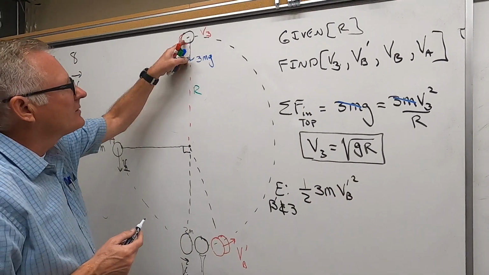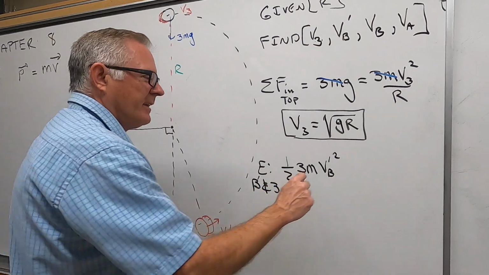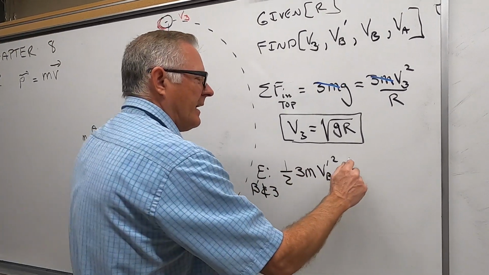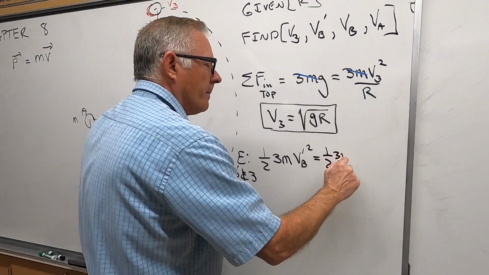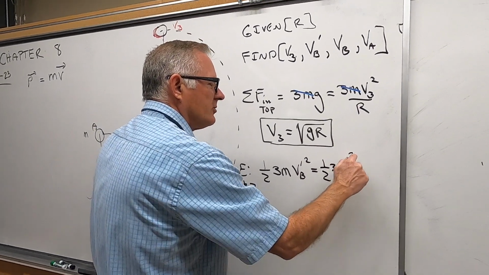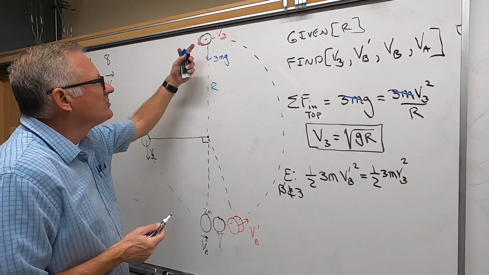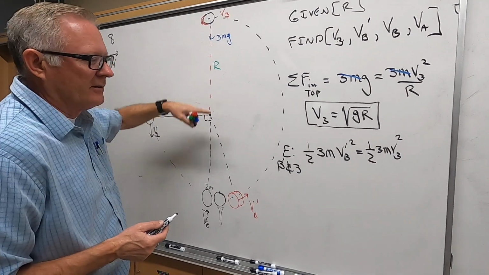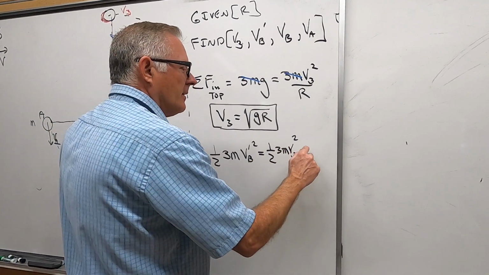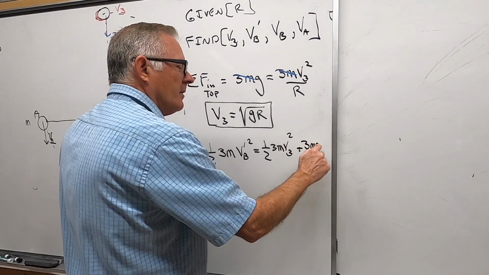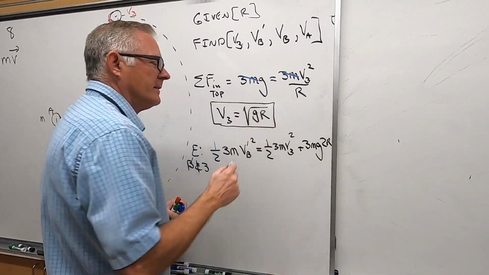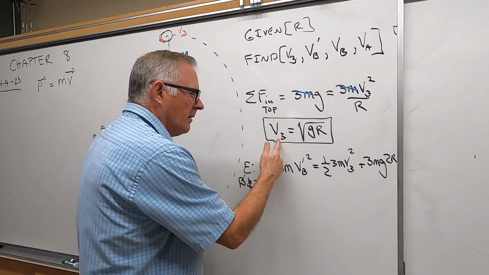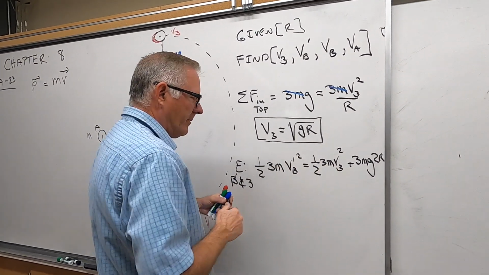and that should be equal to the energy at the highest point. The energy up there has some kinetic, 1/2 3m V3 squared. And then you also have some potential energy, because you're not down at the ground, you're at a height of 2r. So you have plus the mass, which is 3m, g, 2r. So from this equation, we know what V3 is. We can plug that in here. Now we can get VB prime.